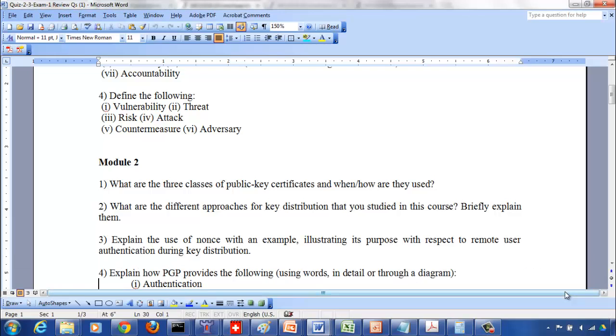Now explain the use of a nonce for remote user authentication. A nonce is basically used to make sure the other person has the secret key.